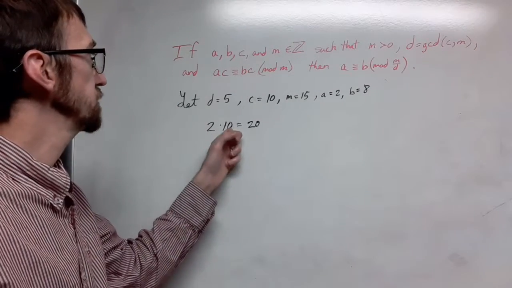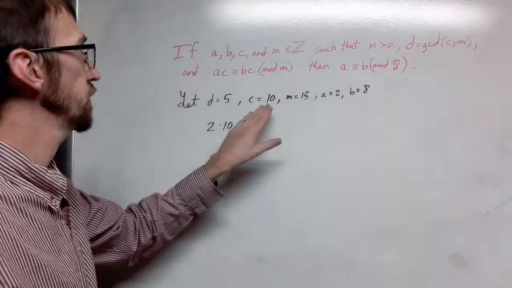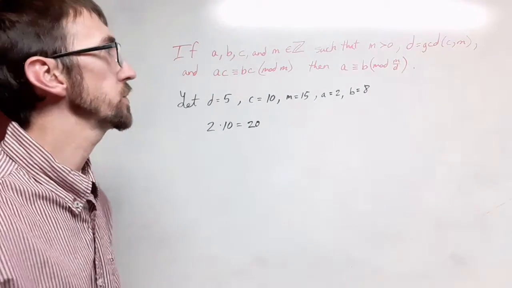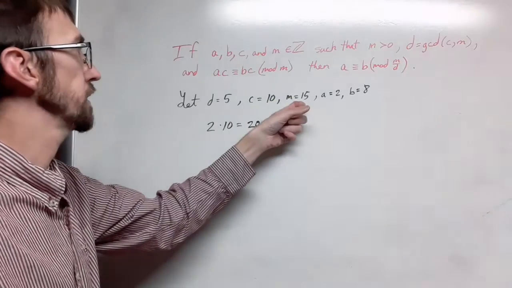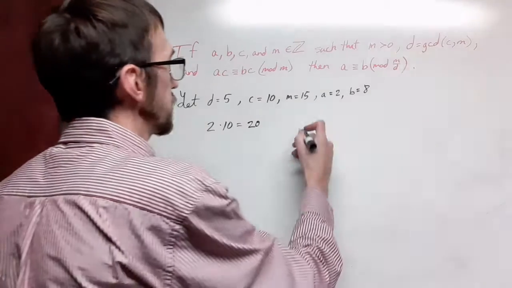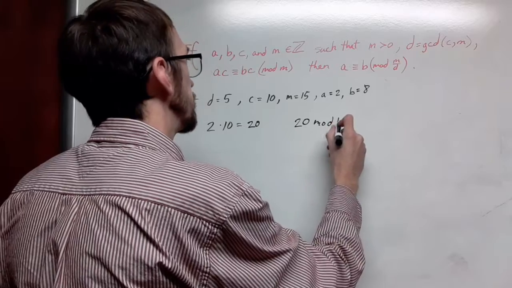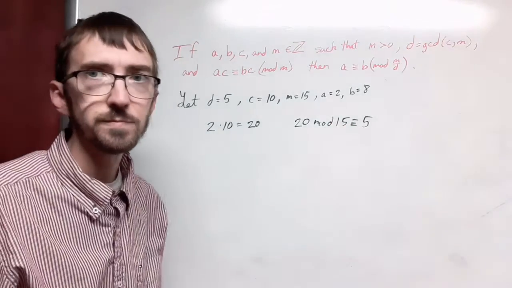So 2 times 10 is going to be 20. That is my a and c terms. So I have 2 and 10 here, and so I have 20. Now I'm going to do this mod 15 because I've defined m in my specific example as 15. So 20 mod 15 is congruent to 5.